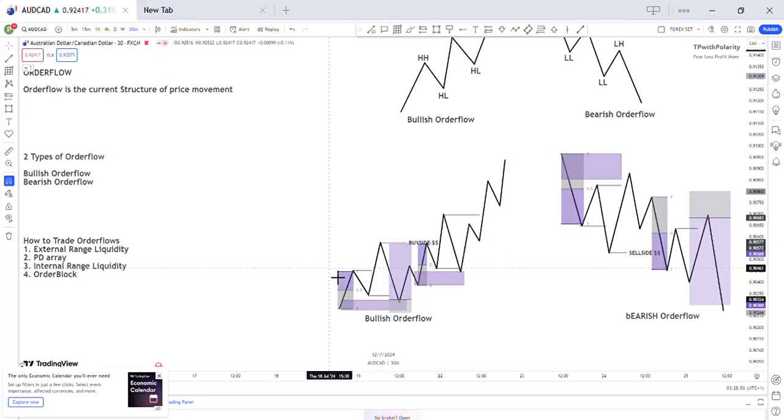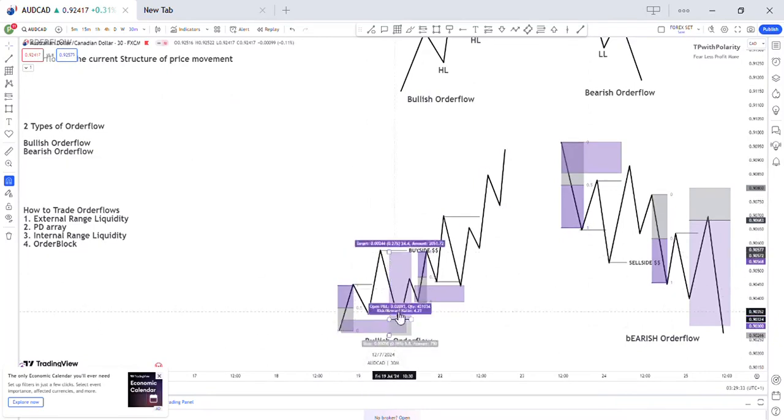Now the third thing is the internal range liquidity. The internal range liquidity might include the inducement. We have inducement as an internal range liquidity. We have the order block and the fair value gap as our internal range liquidity. Once you understand the internal range liquidity, you can go to the order block. You might take your entries from the order block. Now let's put it all together before I show you directly on the chart.